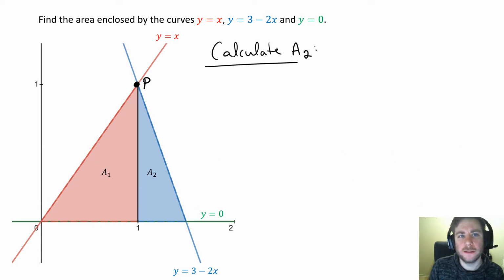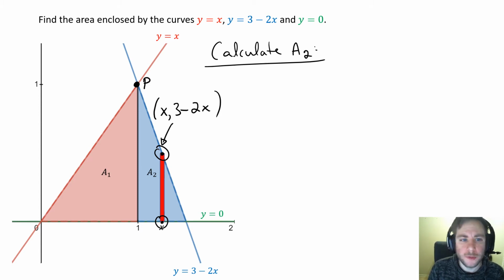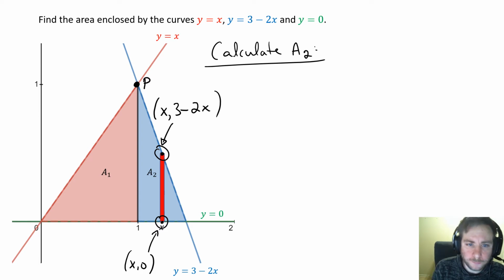Now we need to calculate A2. So let's bring back our sample rectangle from that region. We're going to label the coordinates at the top and bottom just like usual for this rectangle. For the top point, we use the blue curve to get our coordinates, and for the bottom point, we use the green curve. I'll pause here so you can check, if necessary, that these are the coordinates you get for this rectangle.